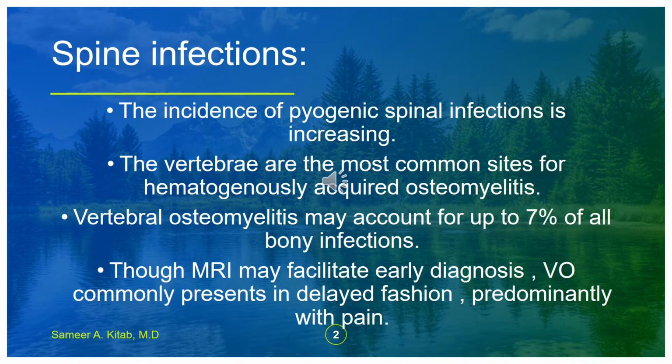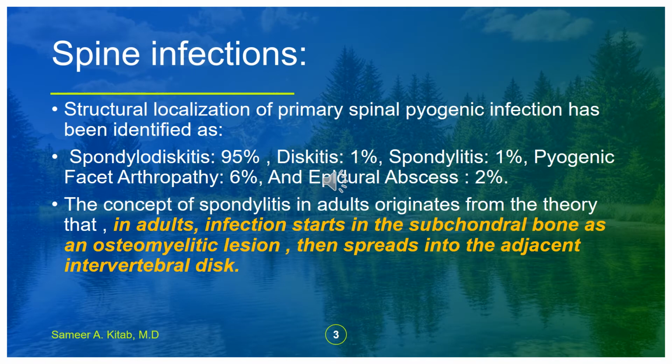MRI has a role in early diagnosis because MRI is sensitive in detecting bone marrow edema, and edema is one of the cardinal signs of inflammation. And vertebral osteomyelitis commonly presents in delayed fashion in MRI. The mainstay in early diagnosis of spine infections is clinical. Now, pain with painful limitation of spine range of movement is a very important early sign in detecting infection, because MRI manifestations may be delayed after the clinical presentation.